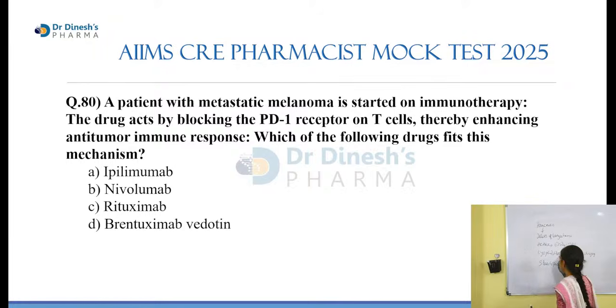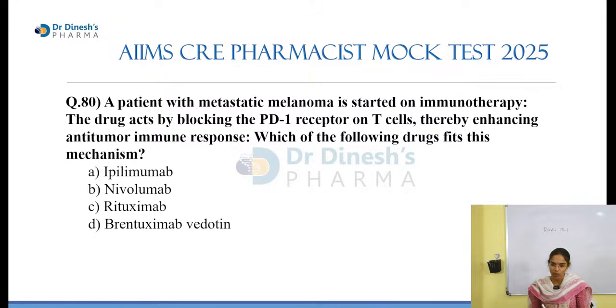PD-1 receptor on T cells. That is enough. It may be metastatic melanoma, myeloma, whatever may be the noma. Whatever it might be, you only have to concentrate on what blocks the PD-1 receptor, because out of the options given here, there is only one drug which is a PD-1 receptor inhibitor on T cells. So that is all we need.